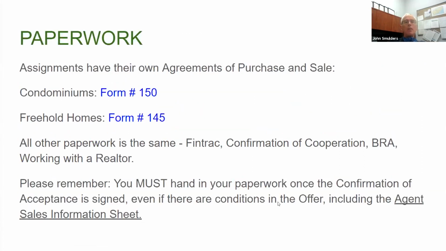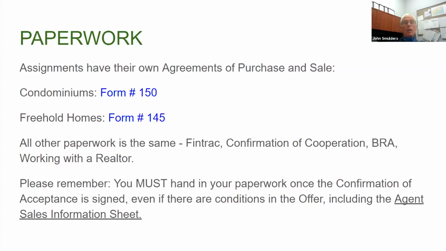The paperwork. They have their own agreements of purchase and sale. Condominiums, Form 150, freehold home. Do I have that backwards? I'm going to find out in a minute. I have a feeling I have that backwards. All other paperwork is the same. You need FINTRAC for your buyers or sellers. You need confirmation of cooperation. You need a buyer representation agreement, or a listing agreement, or a working with a realtor. The paperwork is the same.